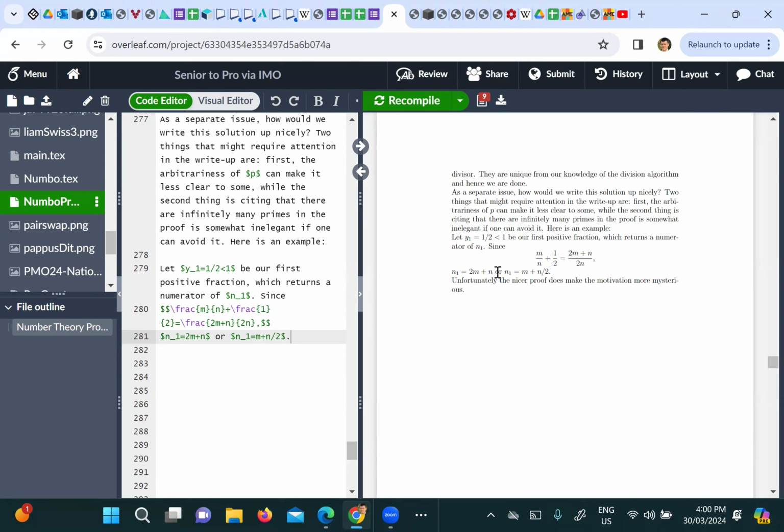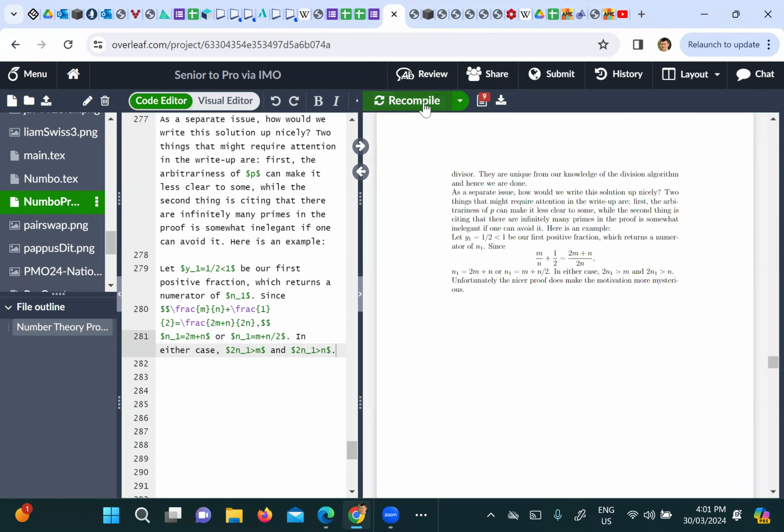So 2m plus n, or n1, equals m plus n on 2. Makes sense? Alright. In either case, 2n1 is greater than m, and 2n1 is greater than n. Right? So 2 times n1 is greater than n, and it's greater than m.